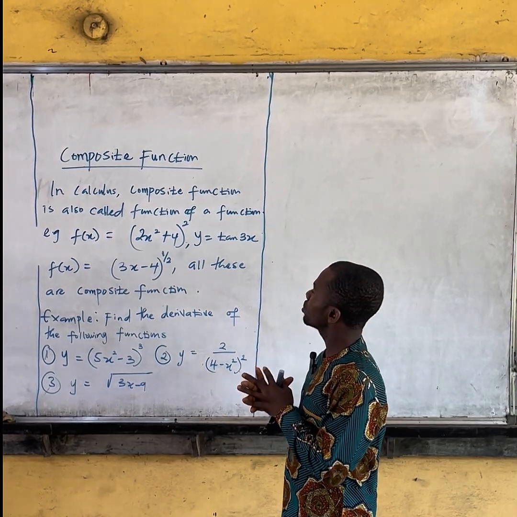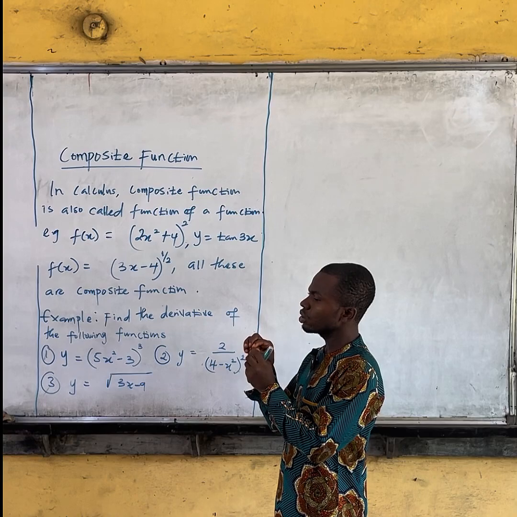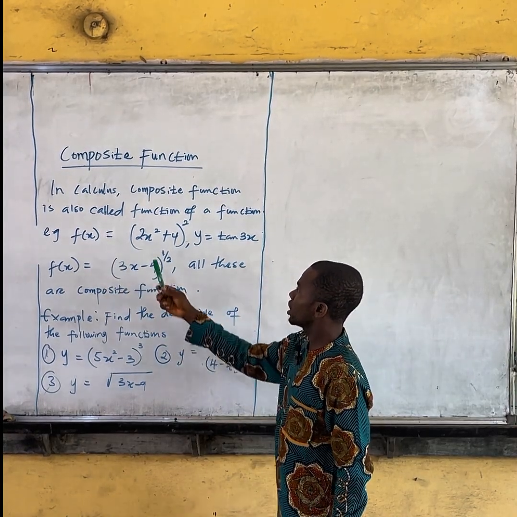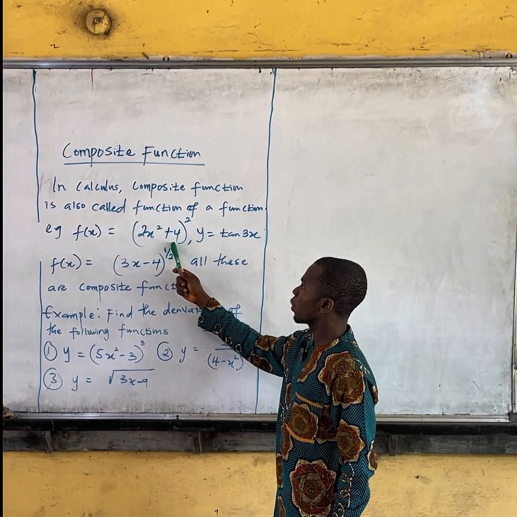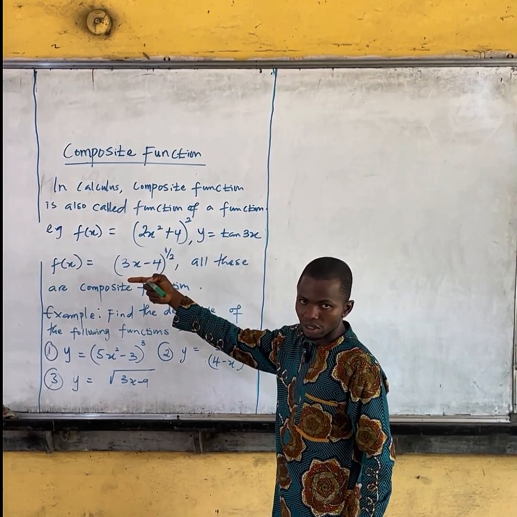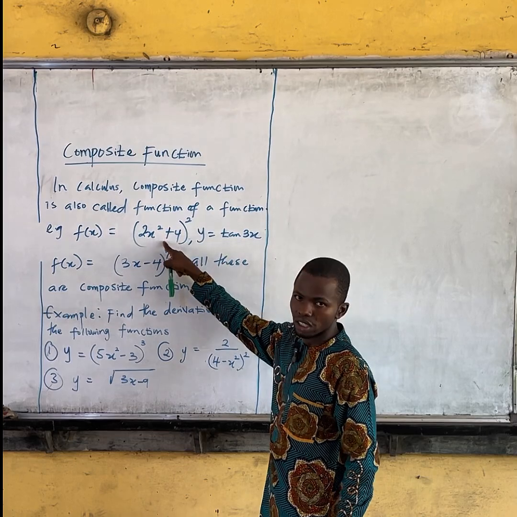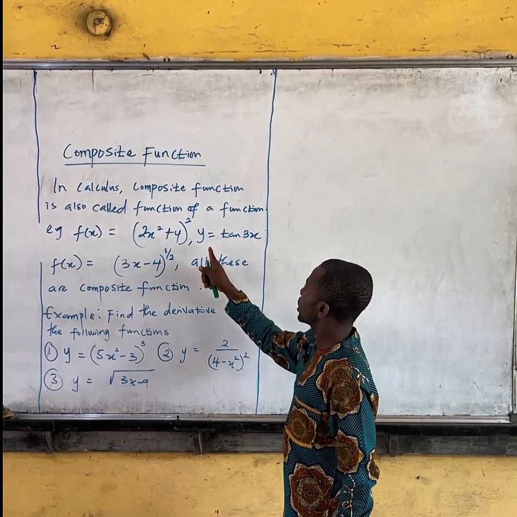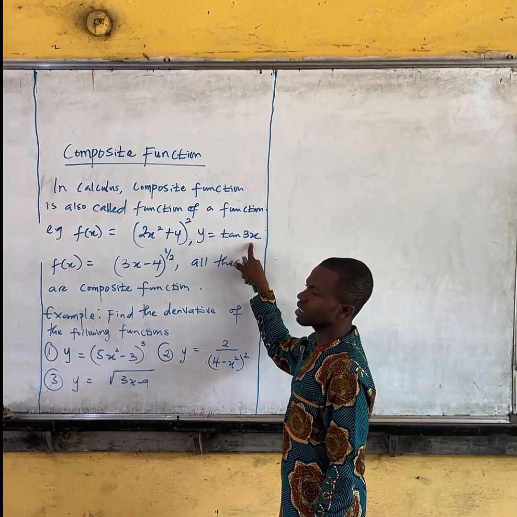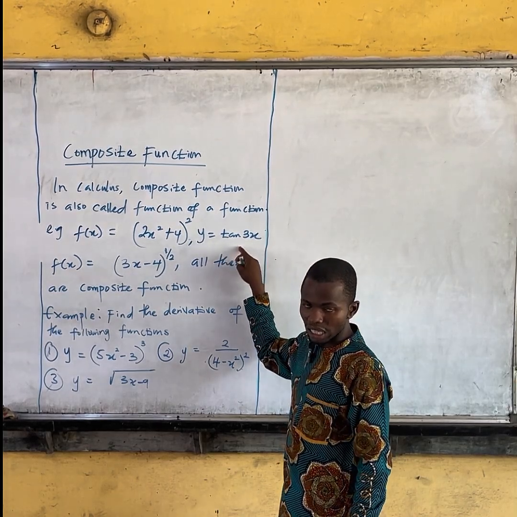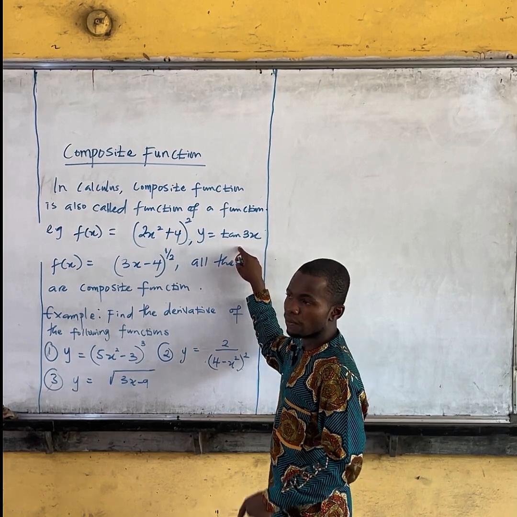Now, the principle of composite function says that whenever a function is inside a function, like e.g., f of x equal to 2x squared plus 4 all squared, which means this occurs 2 times. So this has been composed in 2 times, so we call it composite function. Example again, y equal to tan 3x. So 3x has been composed. So it is not standard. It has been in form of function in a function.